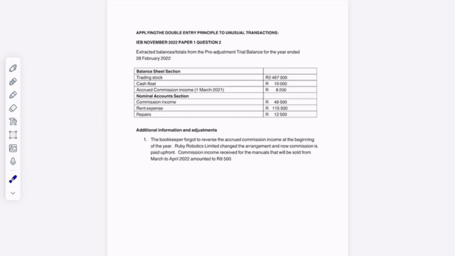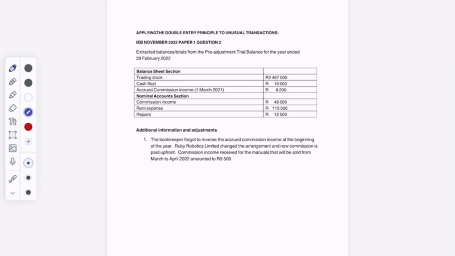Adjustment number 1. The bookkeeper forgot to reverse the accrued commission income at the beginning of the year. Ruby Robotics Limited changed the arrangement, and now commission is paid up front. Commission income received for the manuals that will be sold from March to April 2022 amounted to 9,500 Rand.